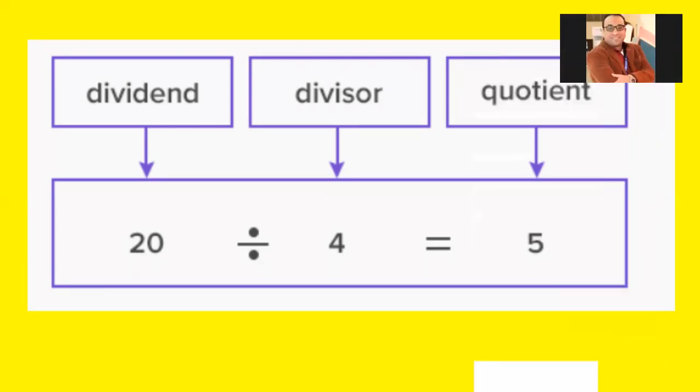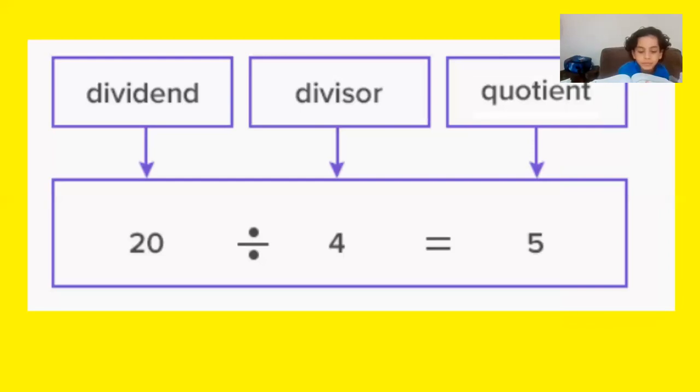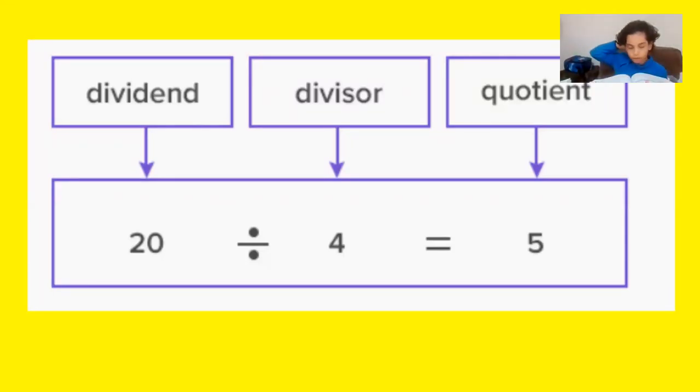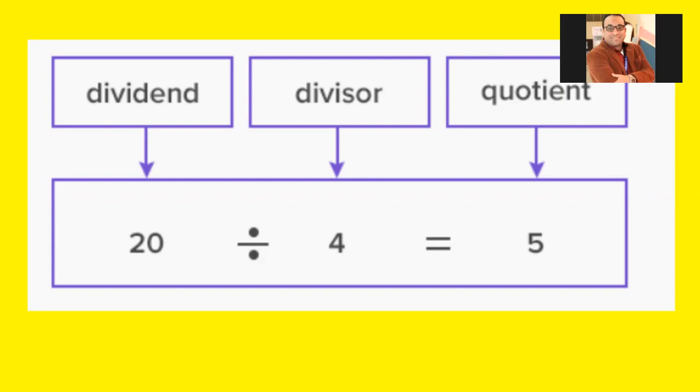5 is called quotient. Repeat after me: quotient. So I have here 3 factors or 3 elements in a division problem, which are called dividend, divisor, quotient. Repeat after me: dividend, divisor, quotient.